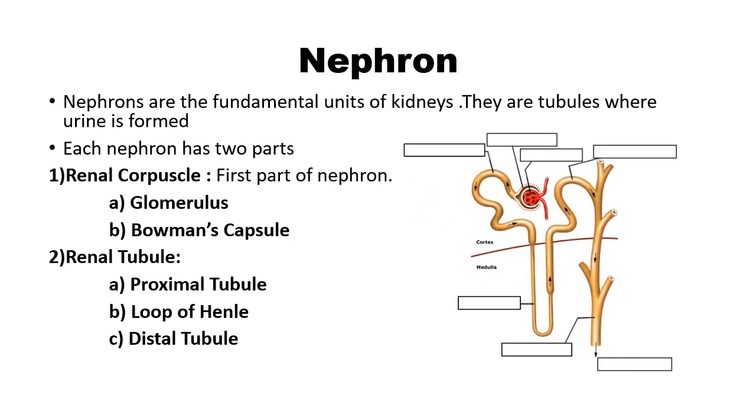Now you can see this diagram, and for your home assignment, take out page number 10. You have to learn this diagram. You must know where glomerulus is, where Bowman's capsule is, and where these renal tubules are, that is proximal tubule, loop of Henle and distal tubule. This is your home assignment on page number 10. You just find it out.